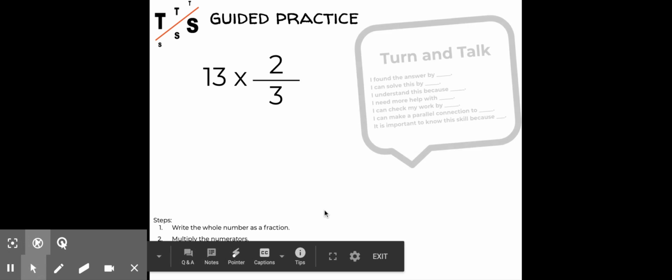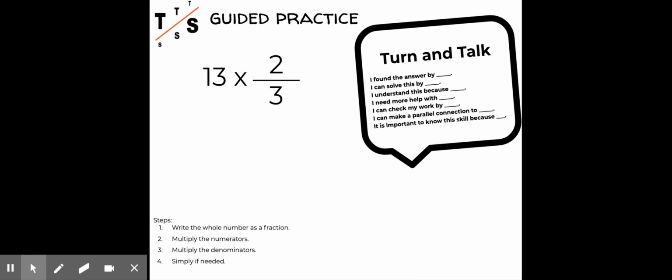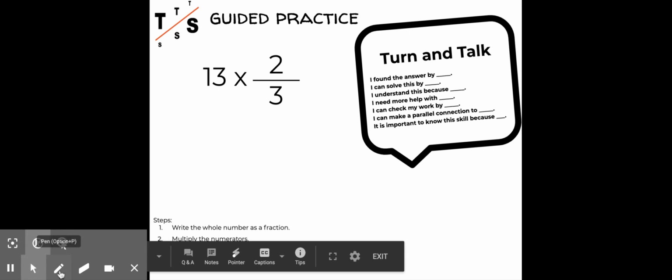We'll use some partner talk or turn and talk strategies here. I might say I can make a parallel connection to multiplying with models because it helps me understand the equation.